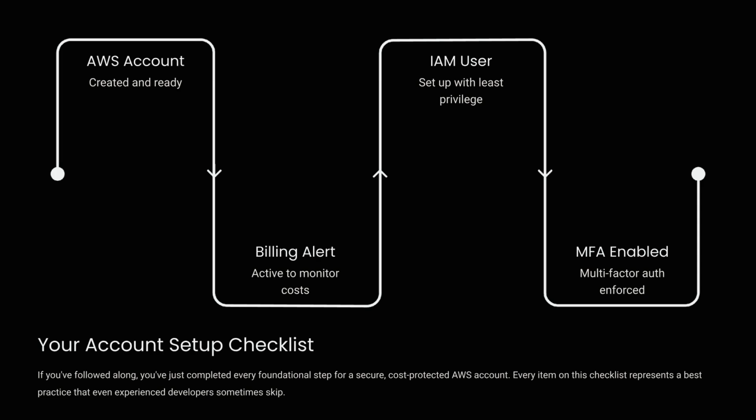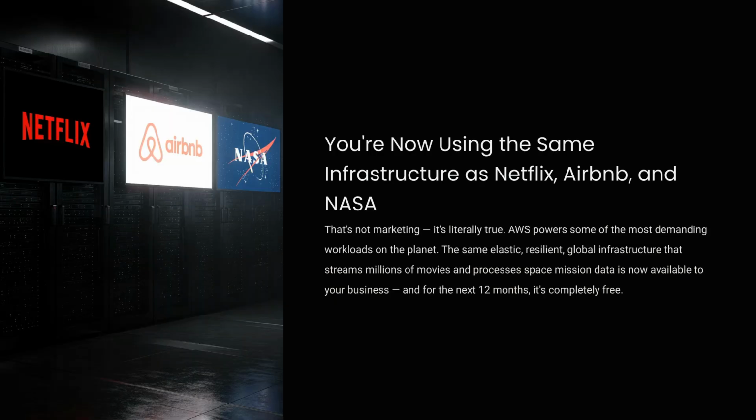If you've followed along, you've completed your secure, cost-protected AWS account setup. You have a live AWS account, an IAM user, an active billing alert, and MFA enabled on your root login. Congratulations, you are now using the same infrastructure as major global companies. The same powerful, reliable, and global infrastructure is now available to you, completely free for the next 12 months.